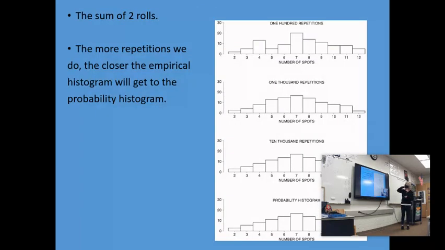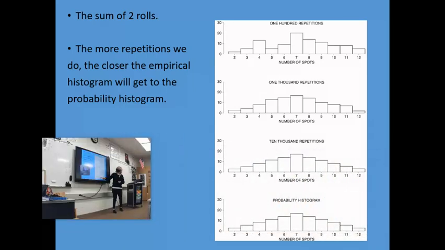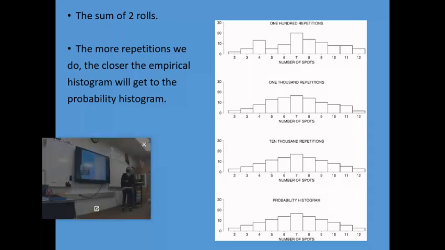So this just shows an example. Okay. So if we did it 100 repetitions, it might look like this. That might be one example of 100 times. 1,000 might look like this. 10,000 might look like this, and then the probability. So do you see, as we increase the number, it gets closer and closer to what we expect, right? Which I think is just common sense, but it does have a name, which is the law of averages, okay?